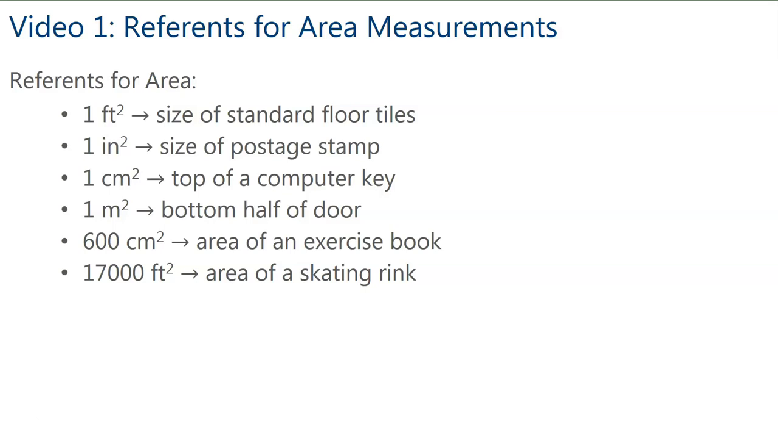Also, when determining the area of a large field, it would be helpful to know the area of a skating rink. That is about 17,000 square feet. Now, these are just some suggestions for reference for area. There might be others that you know.